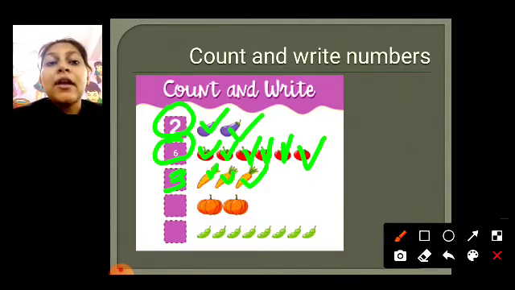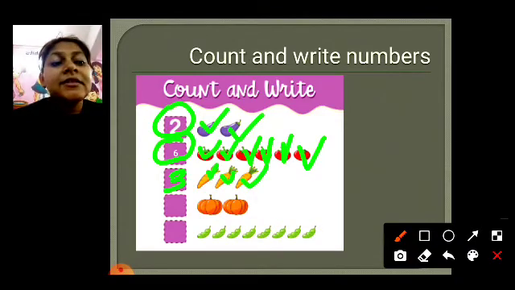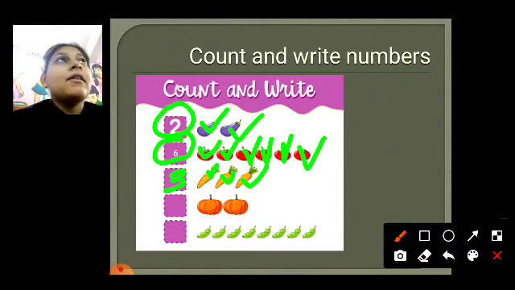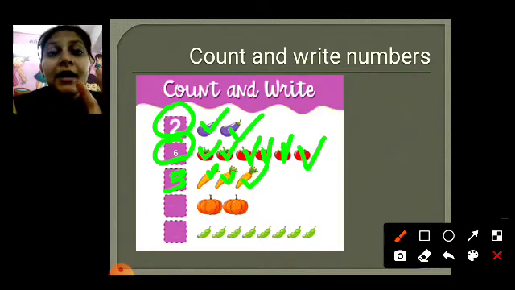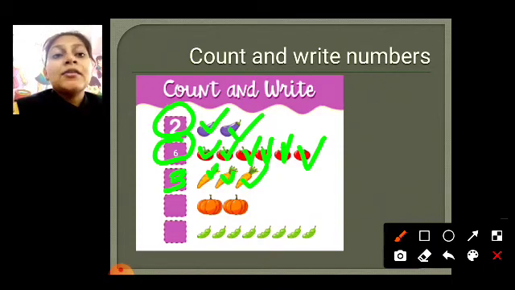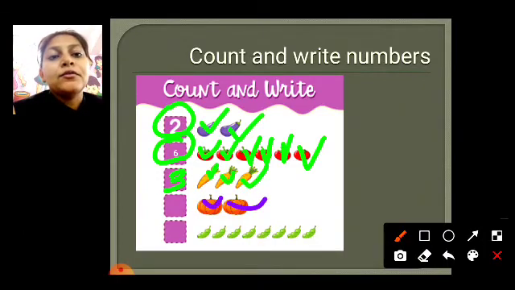So in this way in your exam, if any question comes where some shapes or things are given, you have to count them and tick the right counting number, right? If 5 stars are given, you have to count the stars and tick the number 5, right? So same way pumpkins. How many pumpkins are there? 1 and 2. So here you have to write 2, right?